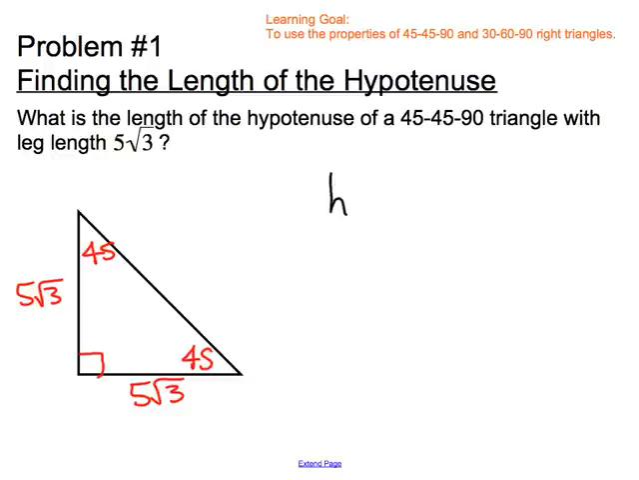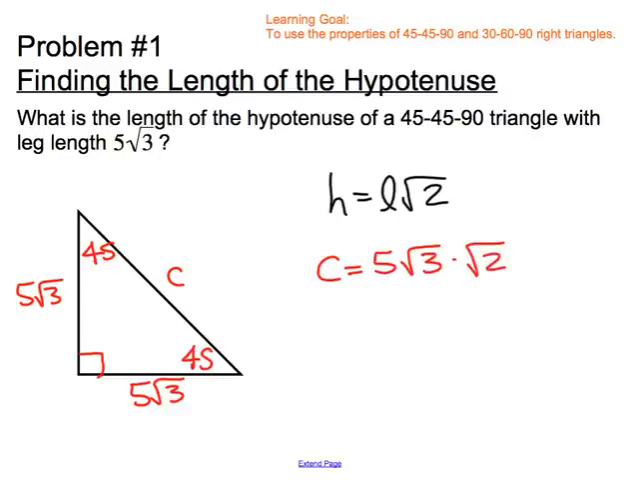Based on the previous slide, we know that the length of the hypotenuse equals the leg length times the square root of 2. This is our special rule for 45-45-90 triangles. So we can substitute into this equation. We can call this C if we want. So C, the length of the hypotenuse, equals the length of the leg, which is 5 times the square root of 3, times the square root of 2.